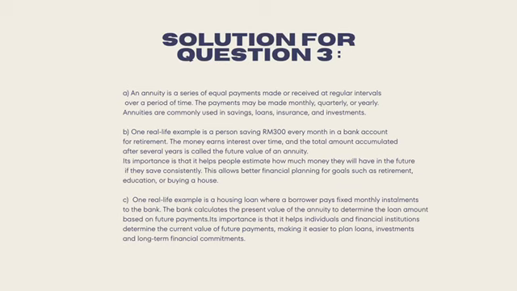C. One real-life example is a housing loan where a borrower pays fixed monthly installments to the bank. The bank calculates the present value of the annuity to determine the loan amount based on future payments. Its importance is that it helps individuals and financial institutions to determine the current value of future payments, making it easier to plan loans, investments, and long-term financial commitments.